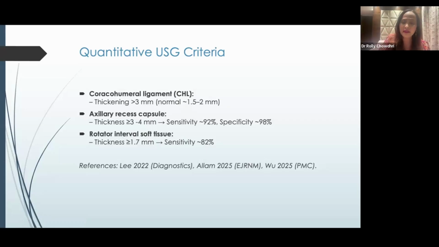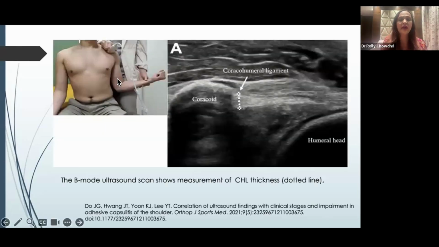So how to measure it, when to measure, and where to measure. One of the images which we see here is the coracohumeral ligament. The first way of measuring its thickness is, you can see how we have rotated the arm. We have placed one end of the probe on the coracoid and the other end at the level of the humeral tuberosity, and we can see this fibrillar pattern of the coracohumeral ligament.